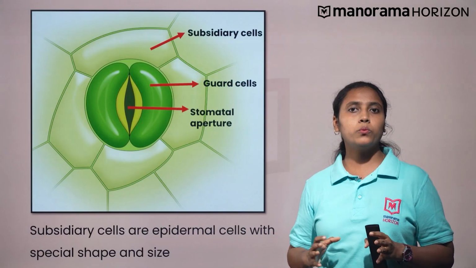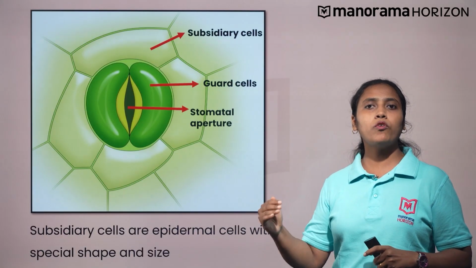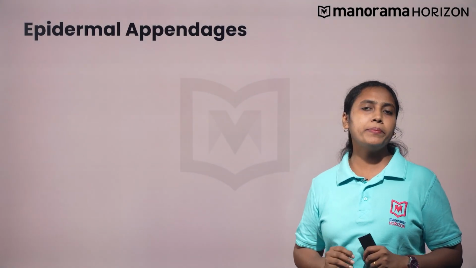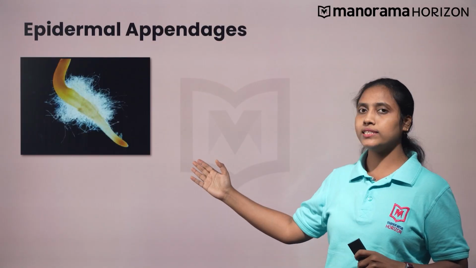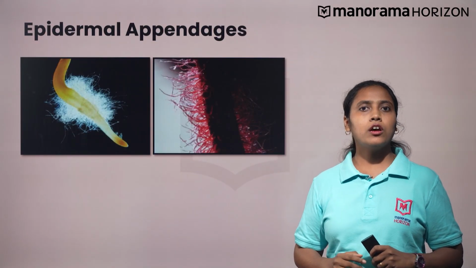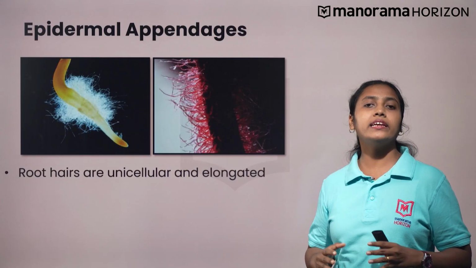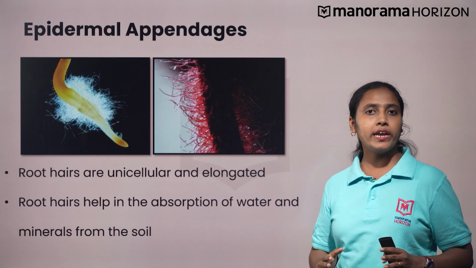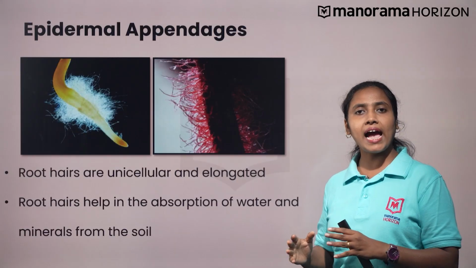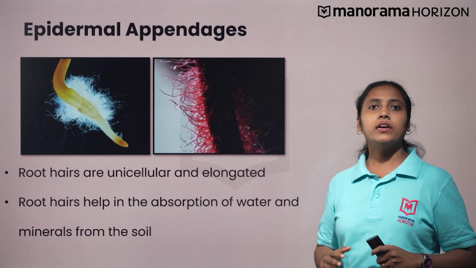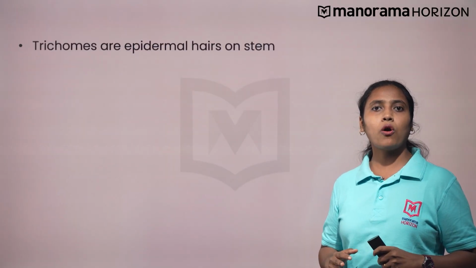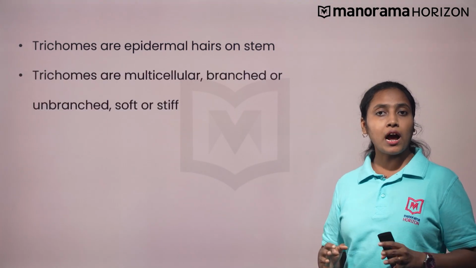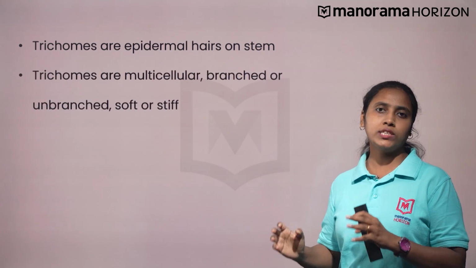Now that you are familiar with the structure of the stomata, we'll move on to the different epidermal appendages. The common epidermal appendages are root hairs and trichomes. Root hairs are unicellular and elongated. They help to increase the surface area for easy absorption of water and minerals from the soil. The epidermal hairs of stem are also known as trichomes. They are multicellular, branched or unbranched, soft or stiff.